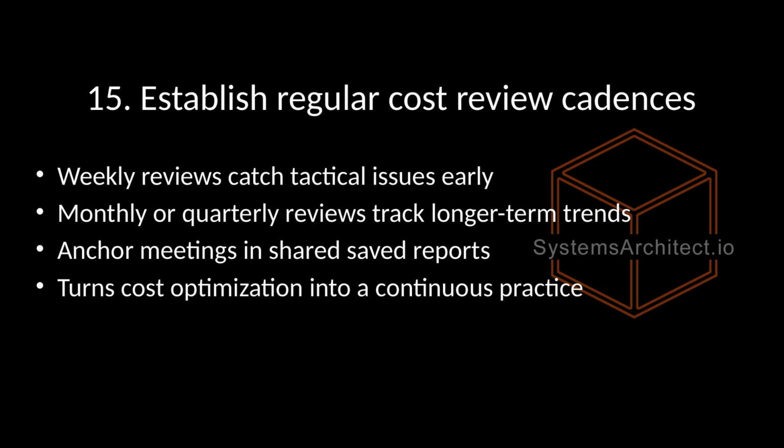15. Establish regular cost review cadences. None of the previous strategies deliver lasting value if they're only used once. That's why a recurring review cadence matters. Bring both engineering and finance stakeholders into it. That matters as much as any single technique on this list. A practical rhythm pairs weekly, tactical check-ins with a monthly review. The monthly review covers longer-term trends. What actually changes the culture? Over time, this cadence turns cost optimization into a routine practice.